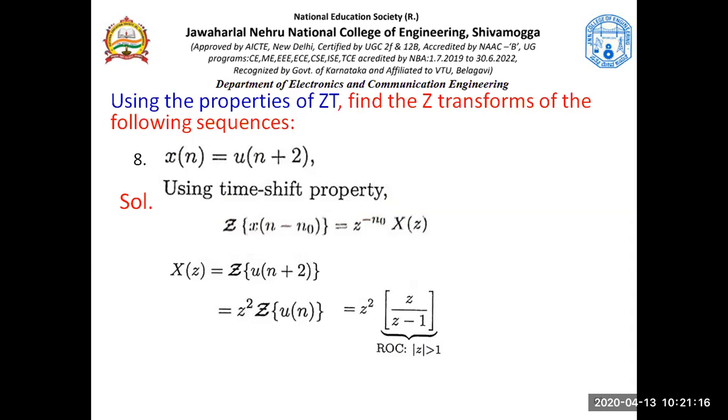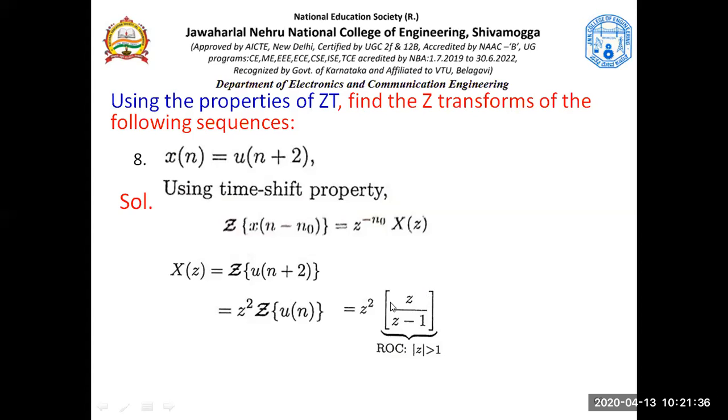Understand? So the ROC is outside the circle with radius 1. Why is it outside the circle? Because this is a right-sided sequence. U of n is right-sided. Don't look at U of n plus 2.